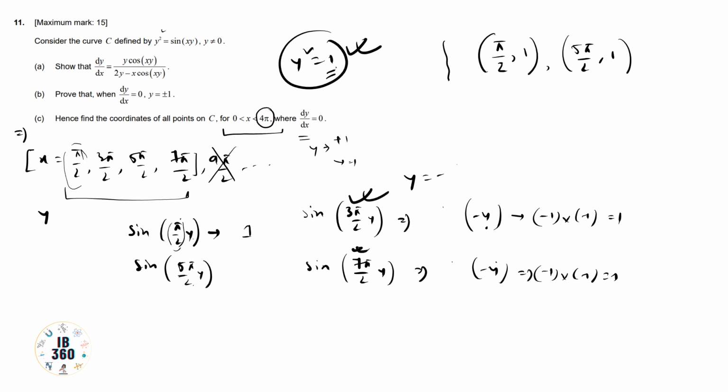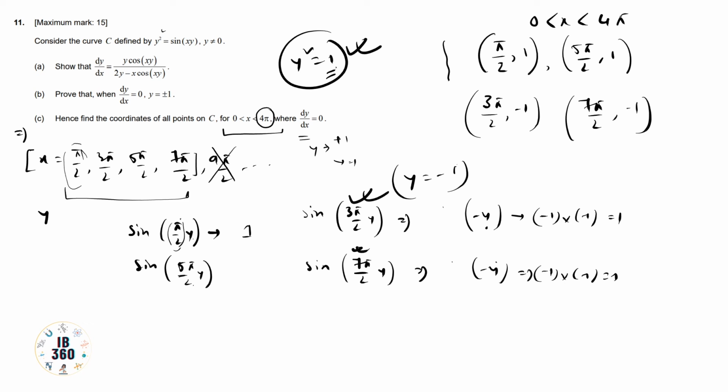So I think you have the idea now. From here you can write 3 pi by 2 comma minus 1 and 7 pi by 2 comma minus 1. These are the coordinates in the range 0 less than x less than 4 pi. In this range I have only 4 coordinates: this is the first coordinate, this is the second, this is the third, and this is the fourth. Okay, so this problem is also done.